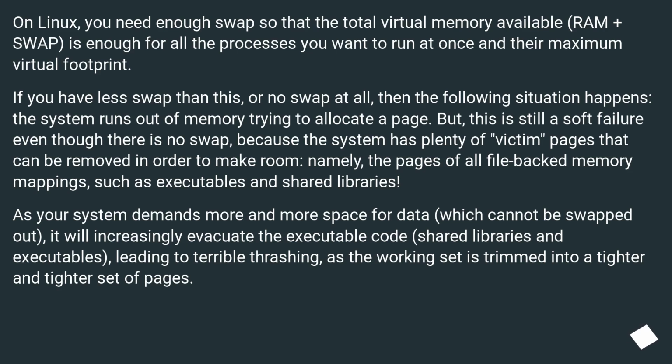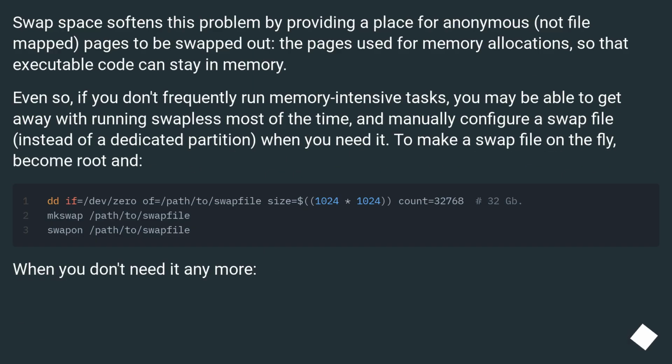As your system demands more and more space for data, which cannot be swapped out, it will increasingly evacuate the executable code, shared libraries and executables, leading to terrible thrashing, as the working set is trimmed into a tighter and tighter set of pages. Swap space softens this problem by providing a place for anonymous, not file-mapped, pages to be swapped out, the pages used for memory allocations, so that executable code can stay in memory.